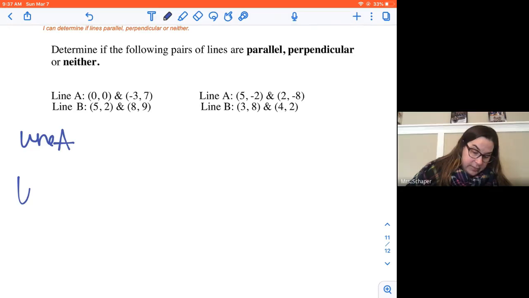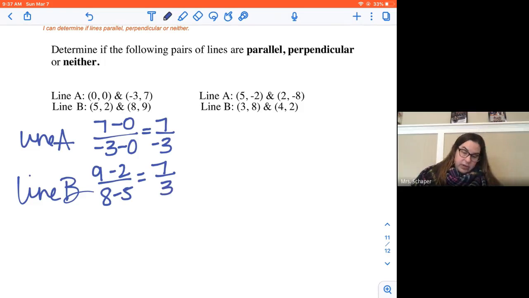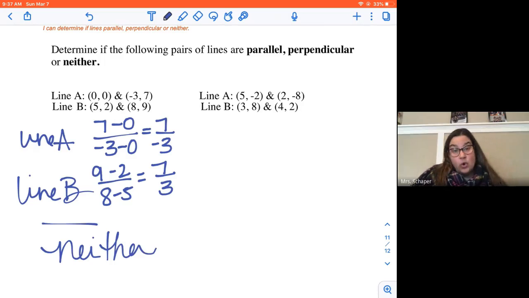And then line B. Here we go. Line A: 7 minus 0 over negative 3 minus 0 is 7 over negative 3. Line B, I'm just kidding, is 9 minus 2 over 8 minus 5, which is 7 over 3. They're opposites. They're not reciprocals. They're not flipped. So that means that it is going to be neither. They are neither parallel nor perpendicular.